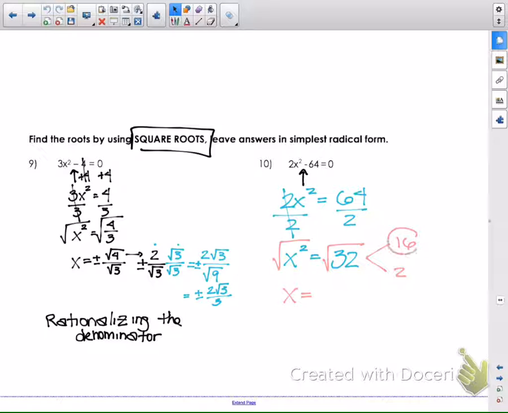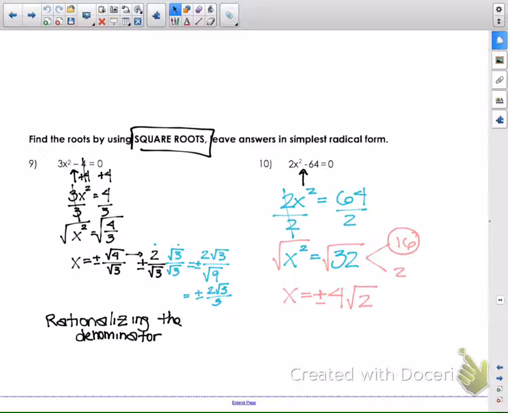What is the square root of 16? 4. That goes where? Outside. Where's the 2 go? Inside, and we always put what in front of our answers? Plus or minus, because that tells me I have 2 answers. 2 answers being the positive 4 square root of 2, the negative 4 square root of 2.